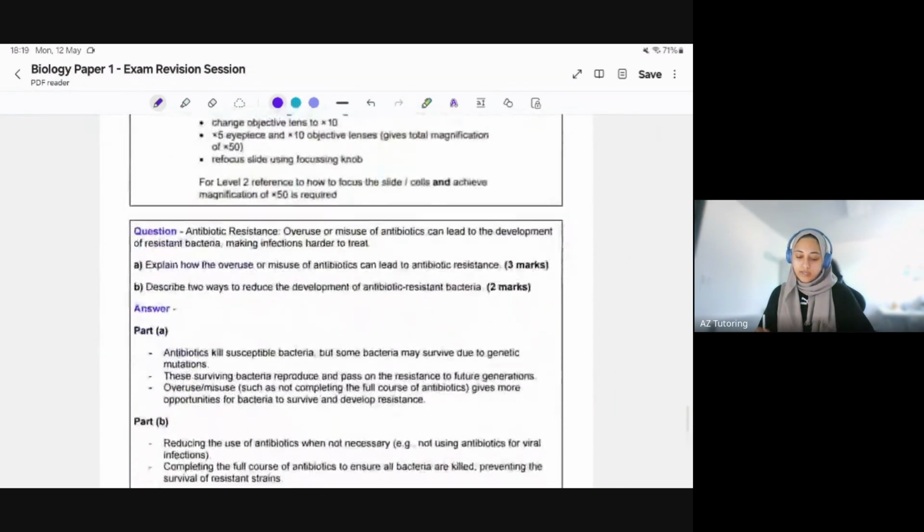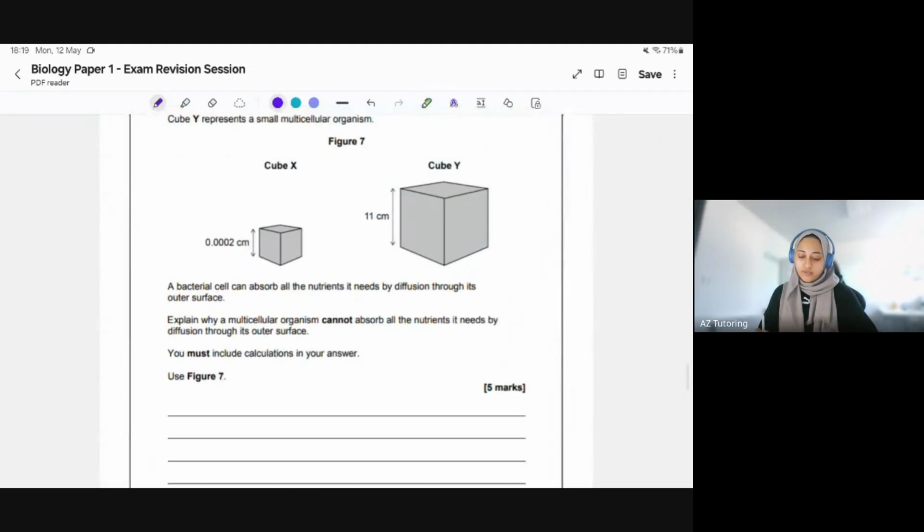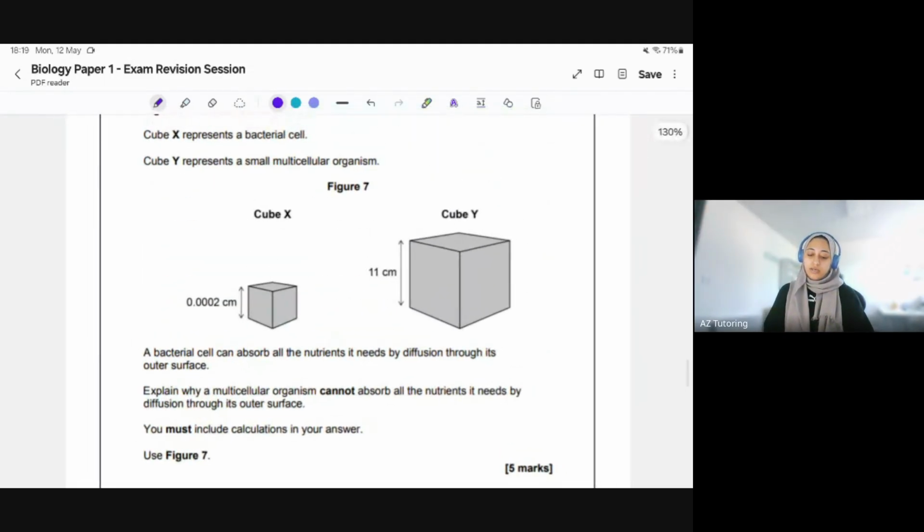And we've got like 10 minutes left. Okay, let's quickly go over this last one. So this is a 5 marker, quite a good one.